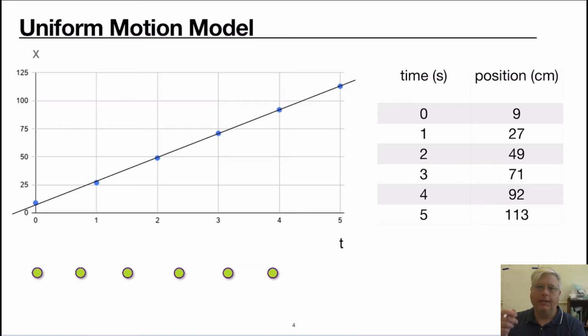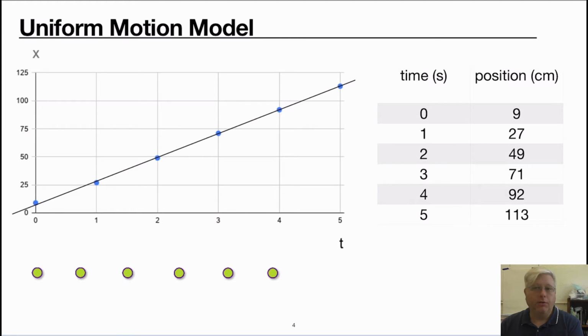So although Daisy's motion was not perfectly uniform, it was very close to uniform. And so for this reason, we can apply the uniform motion model to her motion. And that's exactly what we did by placing the best fit line over the data.